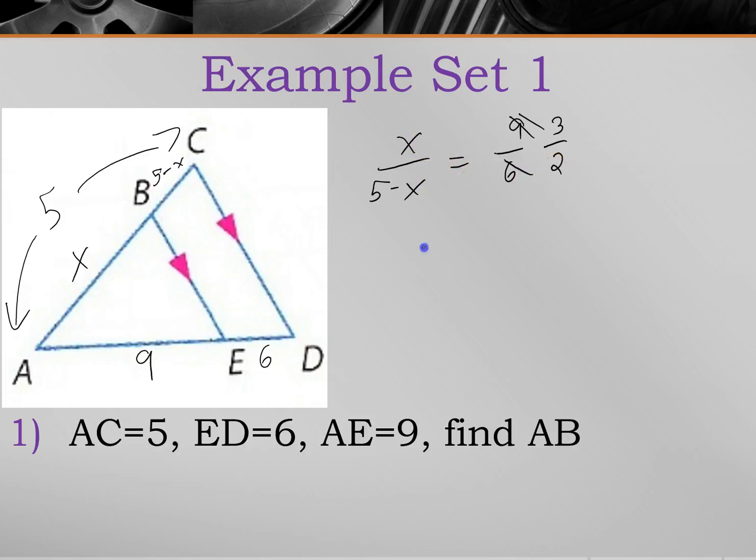X times 2 is 2x. 3 times 5 is 15. 3 times negative x is negative 3x. To solve for x, we have to move the 3x over to the other side. So 5x equals 15. We divide by 5, x equals 3. And therefore, since x is AB, AB equals 3.